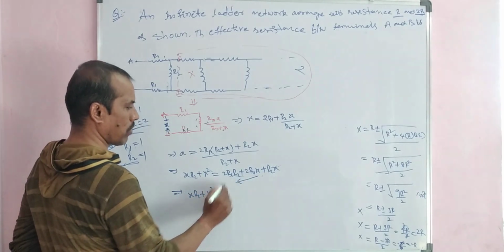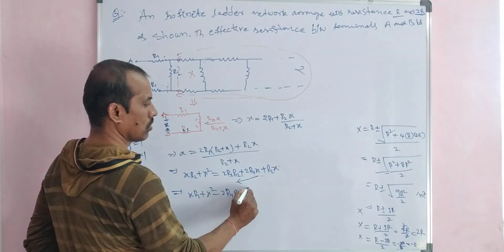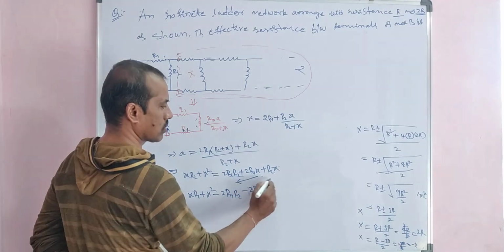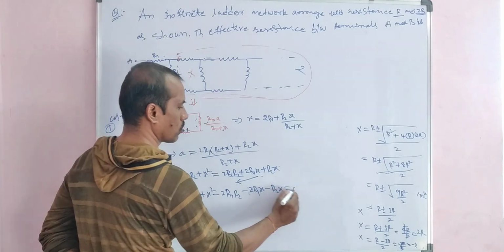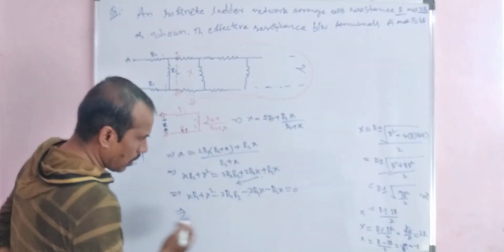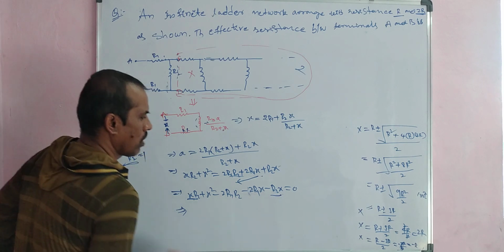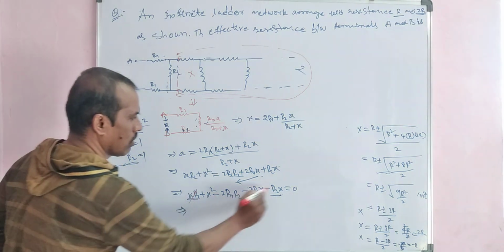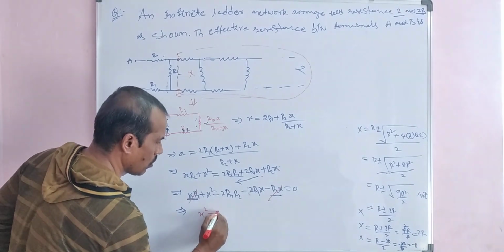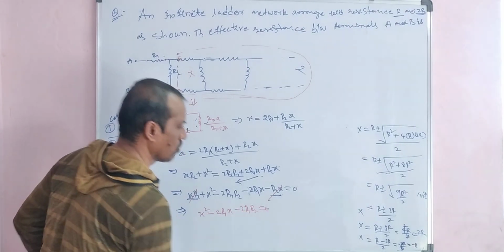Taking everything to the left: x r2 plus x square minus 2r1r2 minus 2r1x minus r2x is equal to 0. Simplifying here, r2x is positive and here it is negative, so these cancel. Remaining: x square minus 2r1x minus 2r1r2 is equal to 0.